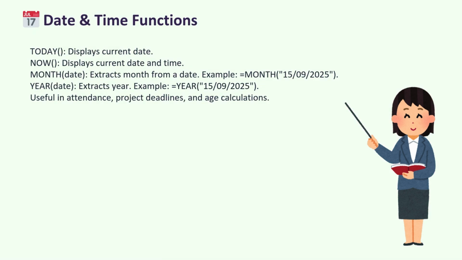Date and time functions work with dates. TODAY shows the current date. NOW shows the current date and time. MONTH and YEAR help us take out the month or year from a date. These are useful for attendance sheets, deadlines, and calculating age.